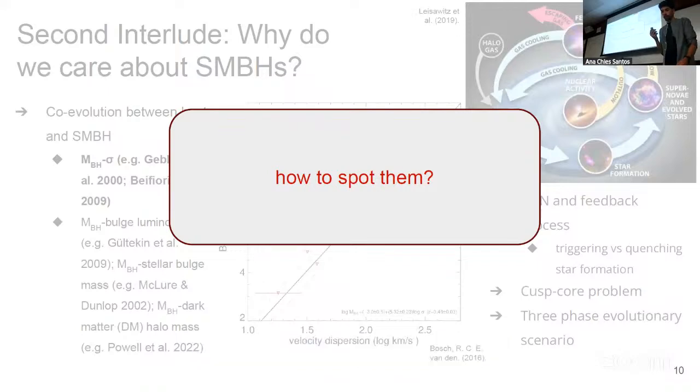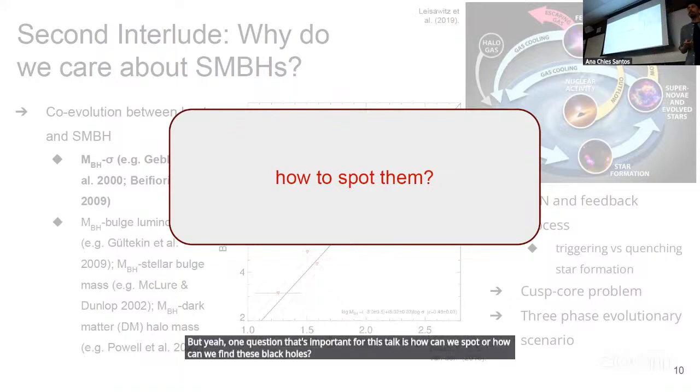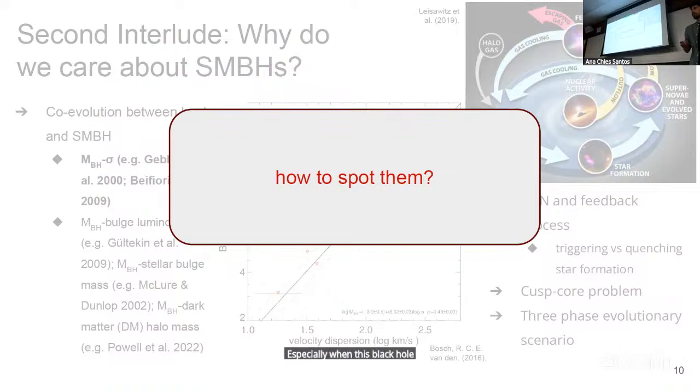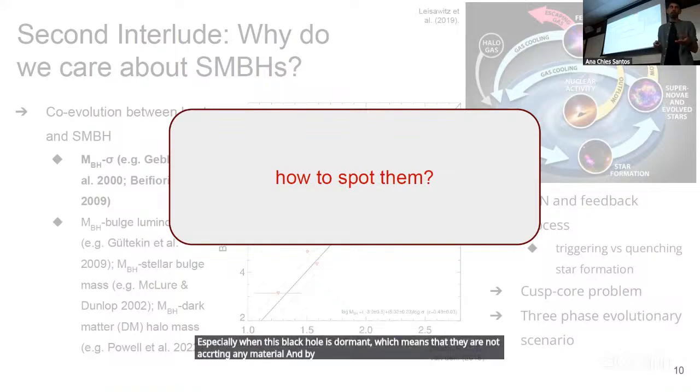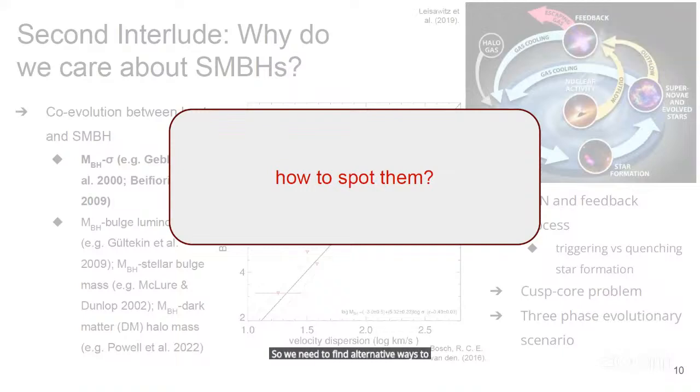But yeah, one question that's important for this talk is how can we spot or find these black holes? Especially when the black hole is dormant, which means that it's not accreting any material. And by definition, a black hole is not visible by light. So we need to find alternative ways to detect the black hole.